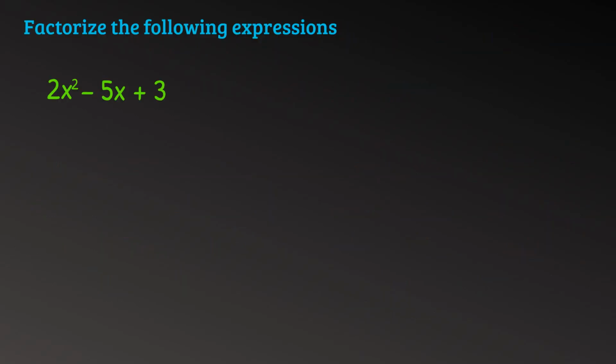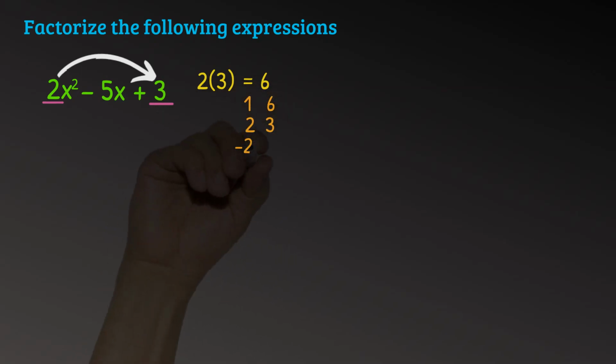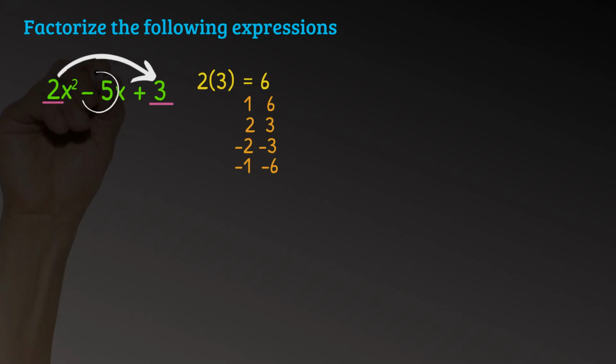So when we have a leading coefficient, which is the number in front of x squared, we take this number and multiply it by the constant, and then we try and find two numbers that multiply together to give us this number. For instance, in this example, we have 2 times 3, which equals 6. Then we could have 1 times 6, 2 times 3, or minus 2 times minus 3, or minus 1 times minus 6. So all these pairs of numbers multiply together to give us positive 6. But as before, they also need to add up to give us minus 5. And looking down our list, we can see that minus 2 times minus 3 gives us positive 6, and they also add together to give us minus 5.